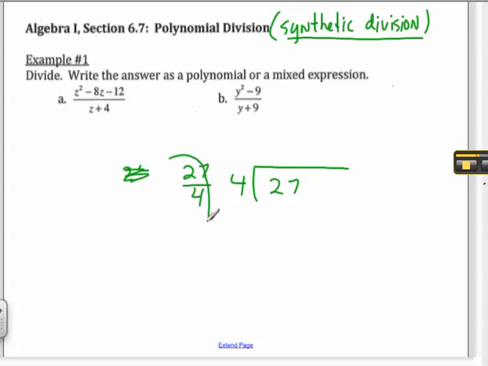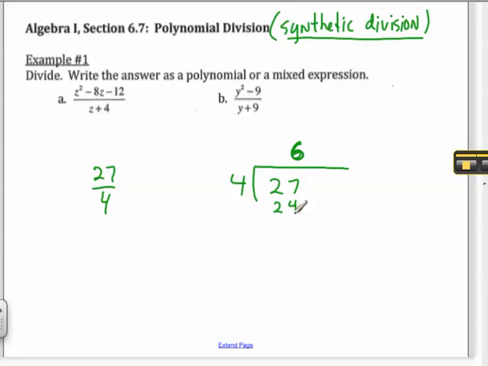Here, let me move this. Let me just stop making a mistake here. The fraction that we had was 27 over 4. Okay. 27's in the house, 4 is outside the house. 4 goes into 27 6 times. Numbers always get in my way. 6 times 4 is 24.